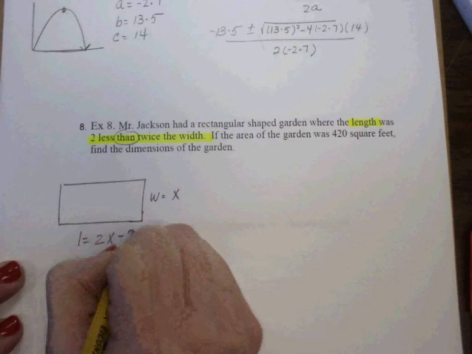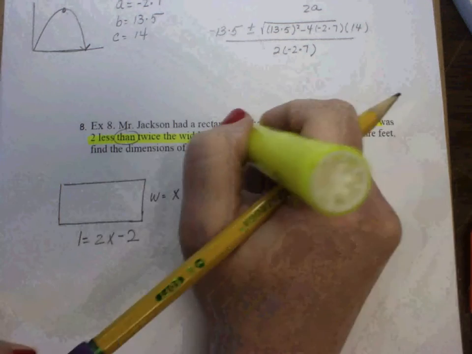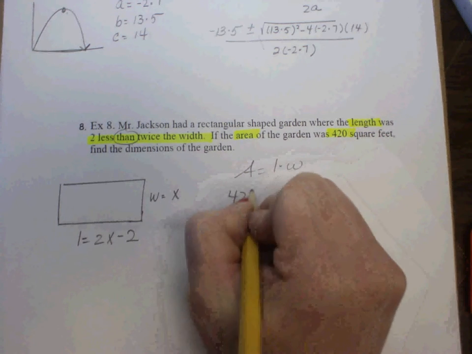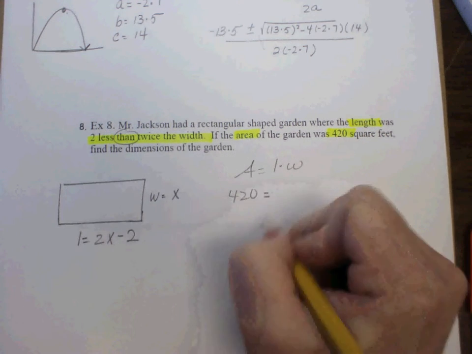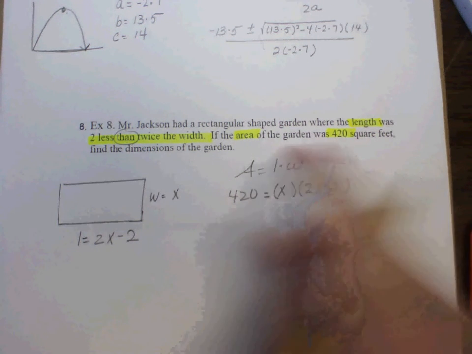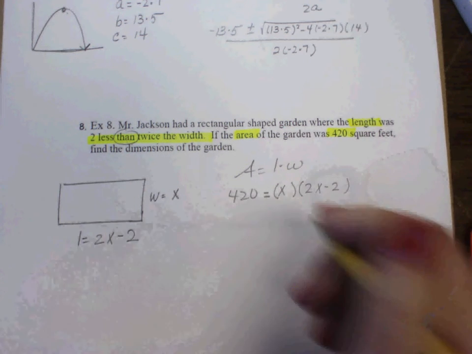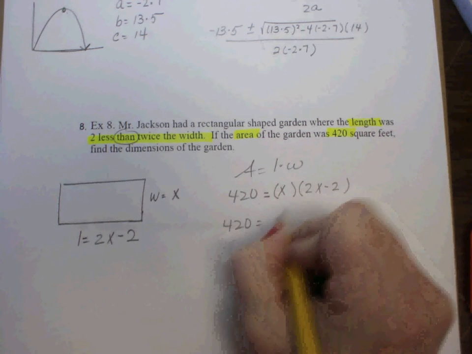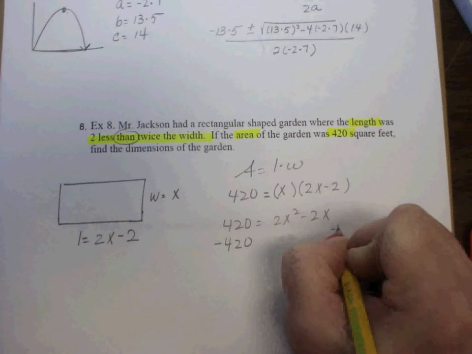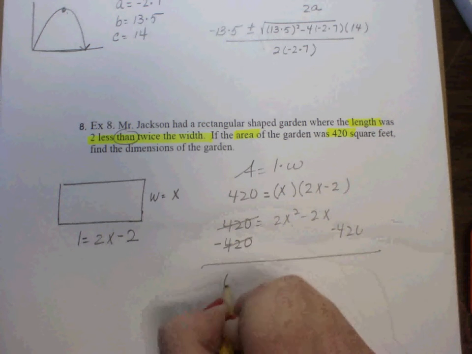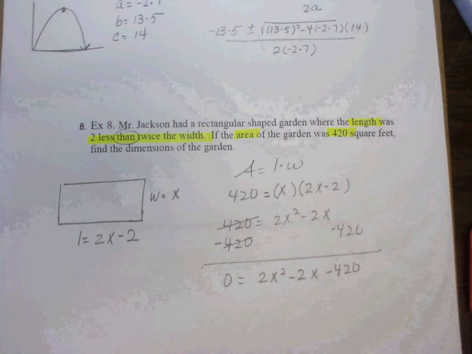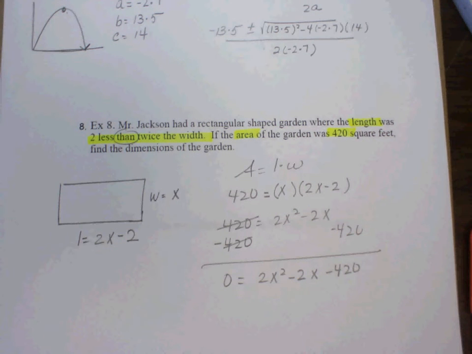The area of the garden is 420, so area equals length times width. So that will be 420 equals x times 2x minus 2. You can switch them around when I put the width before the length. So let's distribute that x. 2x squared minus 2x. Now I've got to say minus 420, and here is 0, so you get 0 equals 2x squared minus 2x minus 420. Now I'm going to try to factor. If it doesn't factor, then I'm going to go ahead and use the quadratic formula.